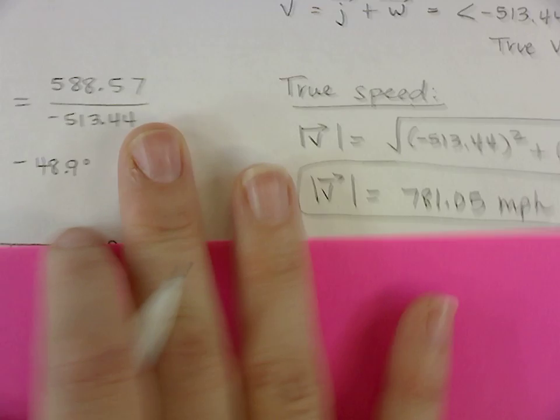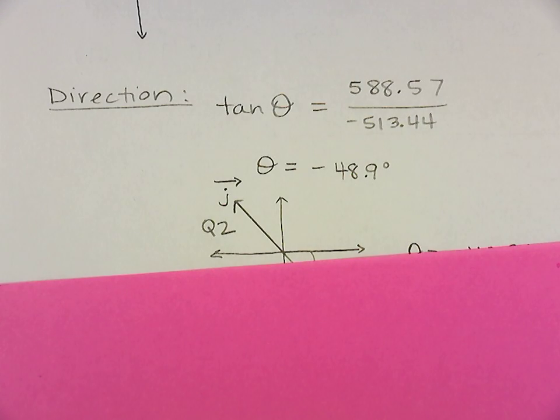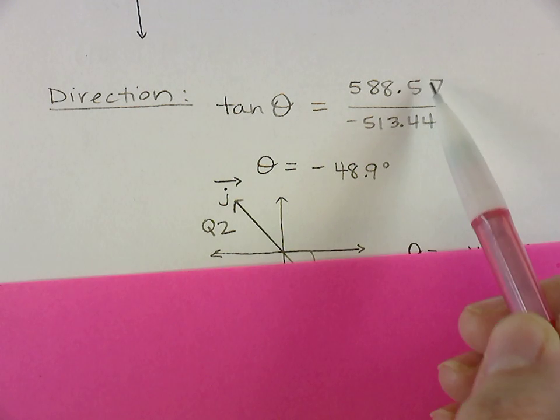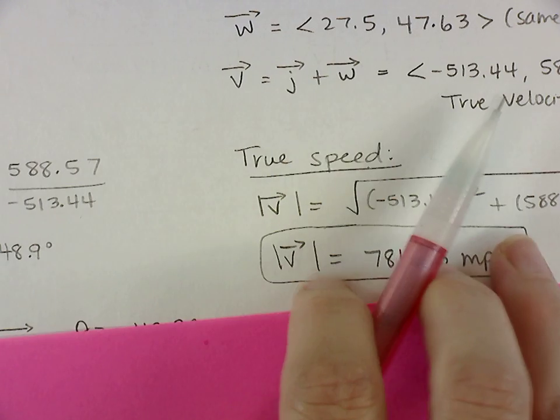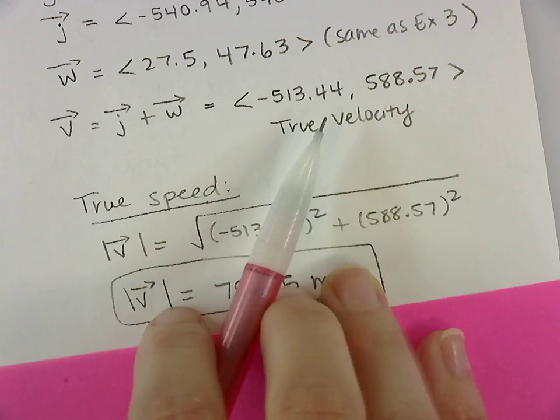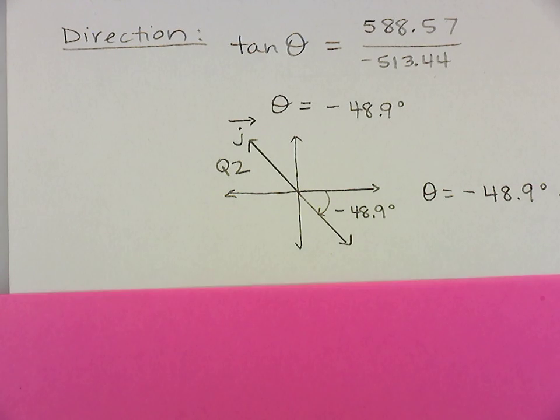Okay, now the direction. So this one might have been a little bit challenging for you. What you're going to do is the tangent of theta equals b over a, so the vertical component over the horizontal component, and that's of the true velocity vector. My true velocity vector is going to help me set up my direction here. And I get theta is negative 48.9.